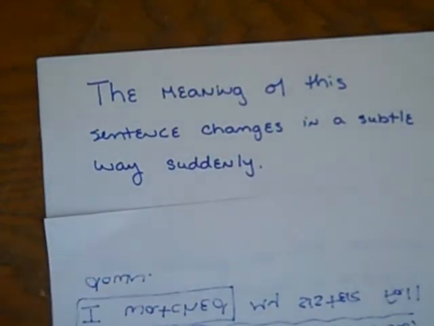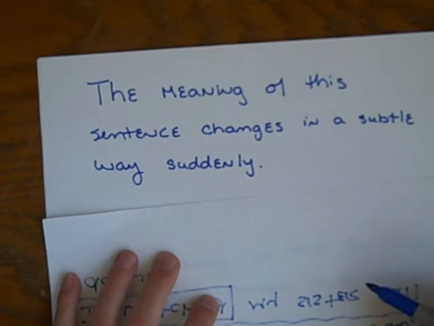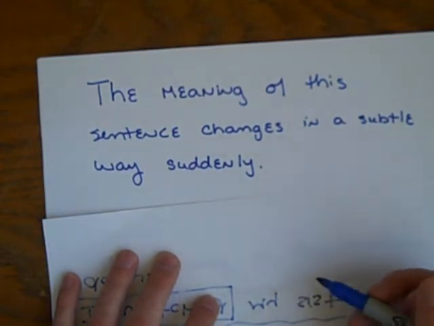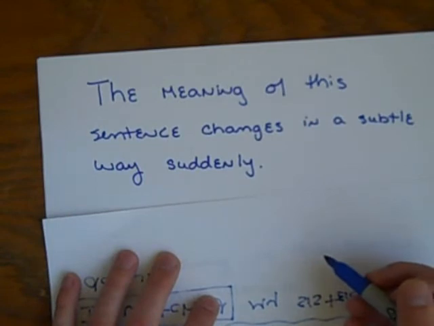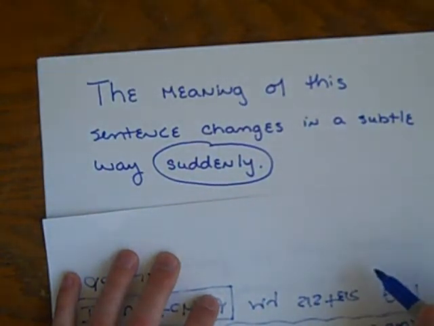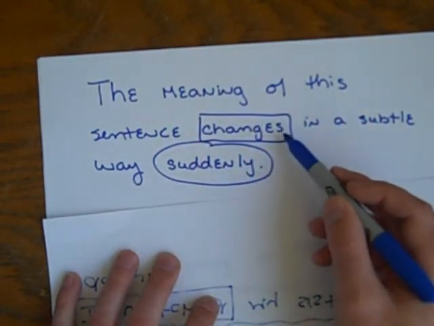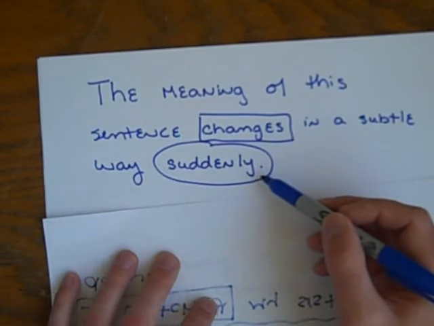Okay, let's think through this sentence on your own, and let's see if you can come up with where the misplaced modifier is in this sentence. The meaning of this sentence changes in a subtle way suddenly. The first thing you're going to do is identify the adverb. It's suddenly. And then you need to ask yourself, what is that adverb modifying? It's changes. How does it change? It changes suddenly.